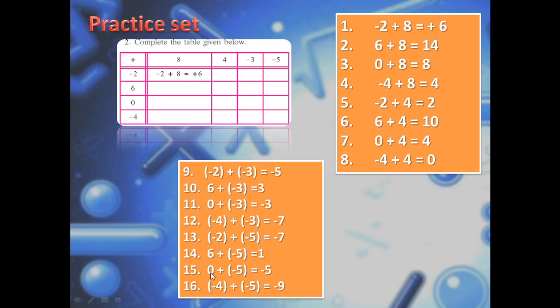0 plus minus 5, that is negative 5, is added to 0. Any number added or subtracted to 0, we get the answer as the same number itself. So 0 plus minus 5 is minus 5 directly.